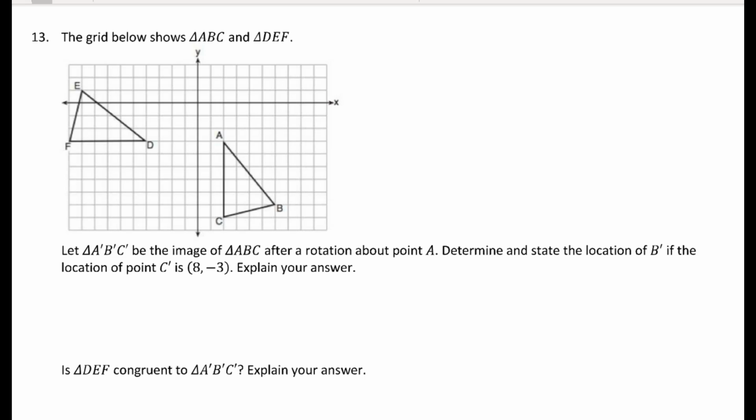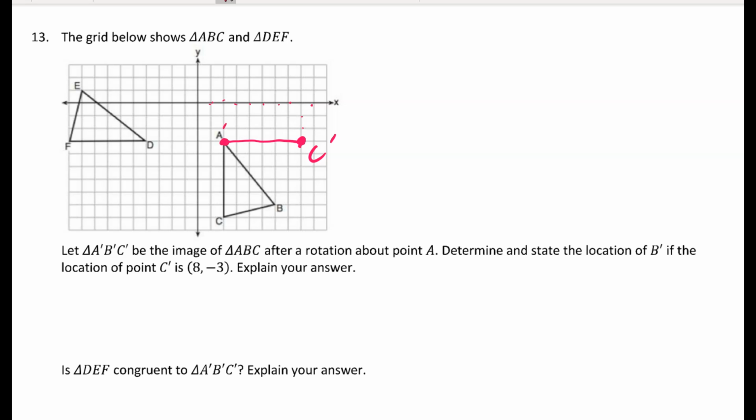Number 13. The grid below shows triangle ABC and triangle DEF. Let triangle A prime B prime C prime be the image of triangle ABC after a rotation about point A. So I'm rotating about point A, so I know point A is not going to go anywhere. So this is technically the same point as A prime. Determine and state the location of B prime if the location of C prime is (8, -3). So the first thing I'm going to do is count. 1, 2, 3, 4, 5, 6, 7, 8. 1, 2, 3. I'm going to connect A to C prime. So where is B prime?